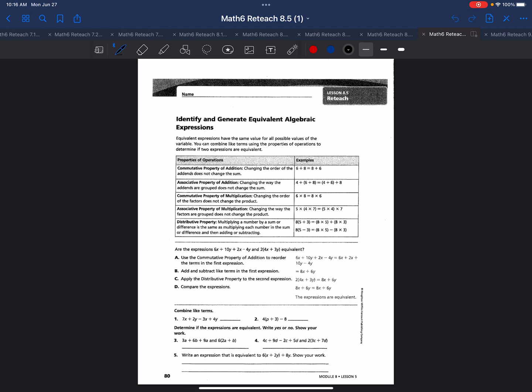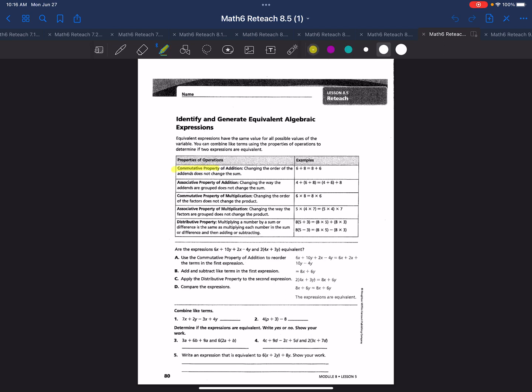I encourage you to pause this video at any time and complete these problems on your own and then review with me. Equivalent expressions have the same value for all positive values of a variable. You can combine like terms using the properties of operations to determine if two expressions are equivalent.